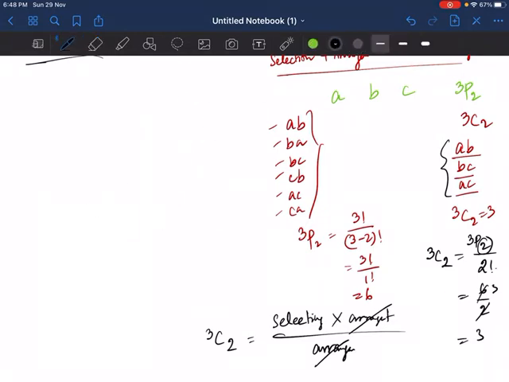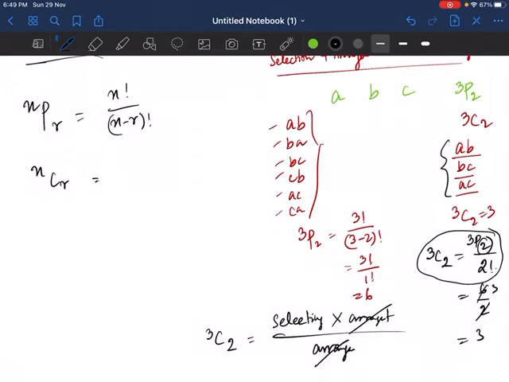Now, we know the formula of permutation, nPr. nPr is n factorial divided by n minus r factorial. Now I ask you to find nCr. What will nCr be equal to? From here I will try to find it. nCr is the combination of n objects taken r at a time, right? So basically I am selecting r objects from n, right?